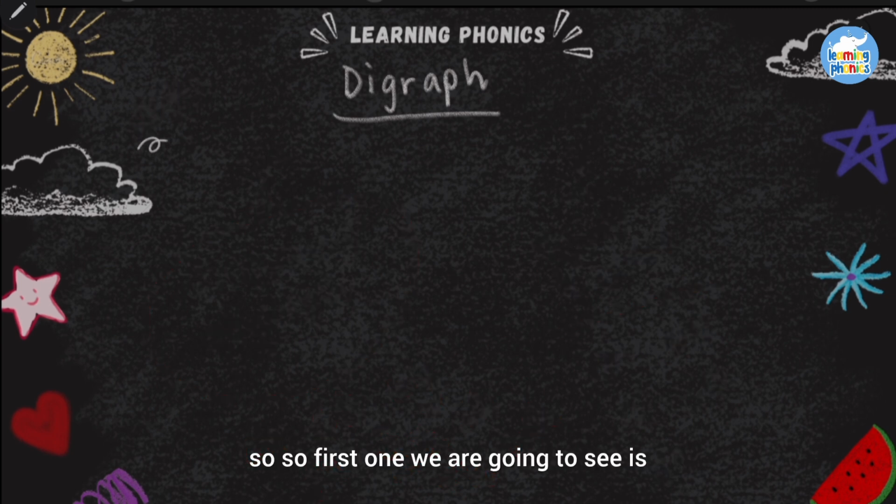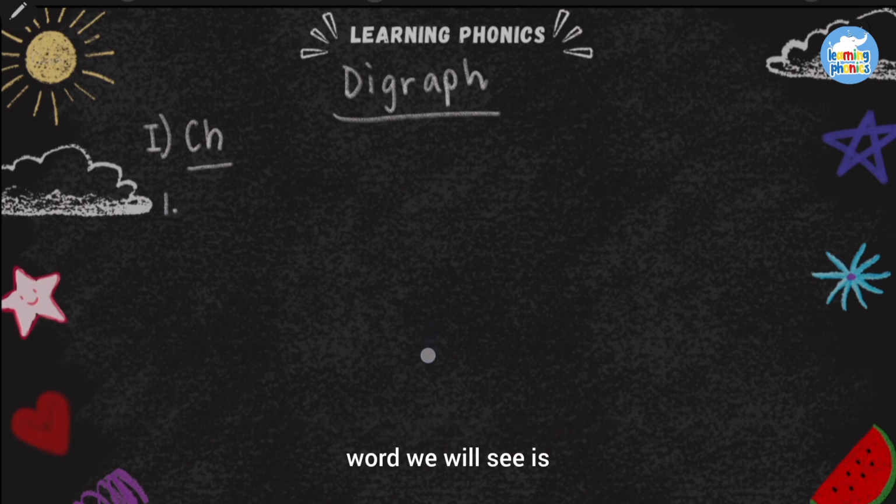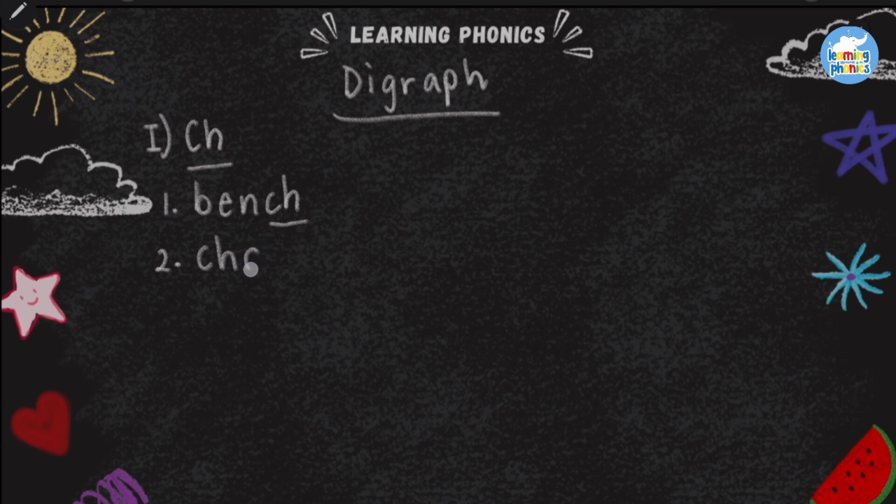So first one we are going to see is CH. Okay, CH is going to say ch, as in the first word we will see, bench. Okay, first one is ch, bench. Next one is champ. See how CH is saying the sound ch, champ.